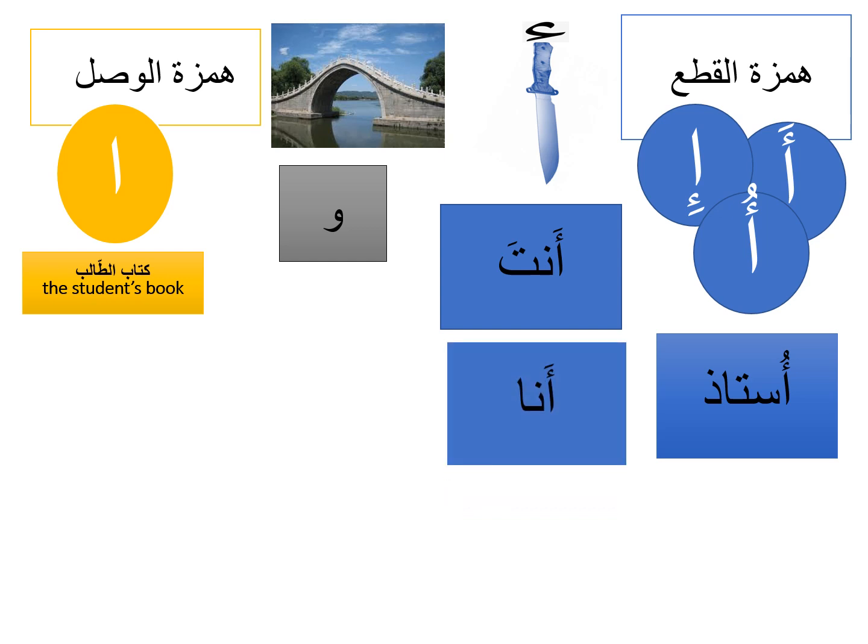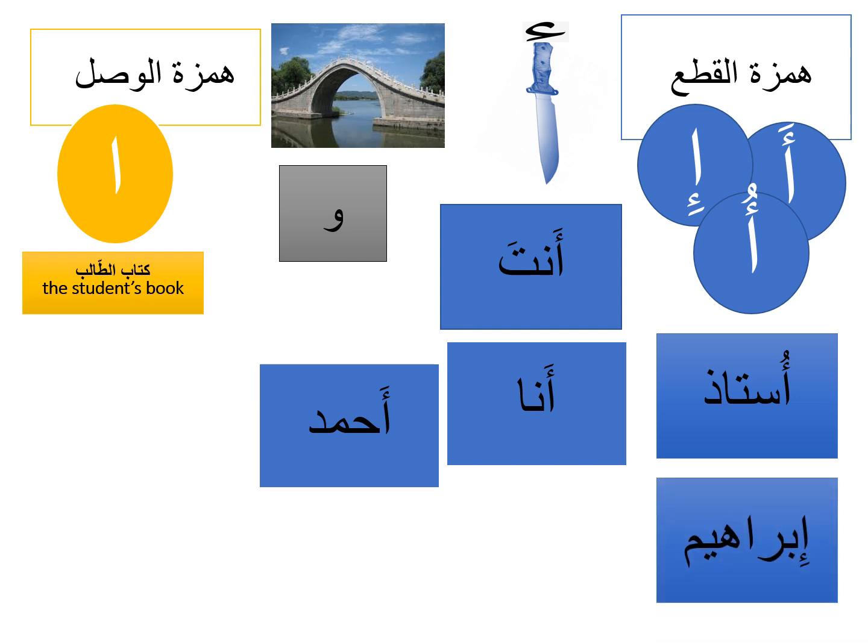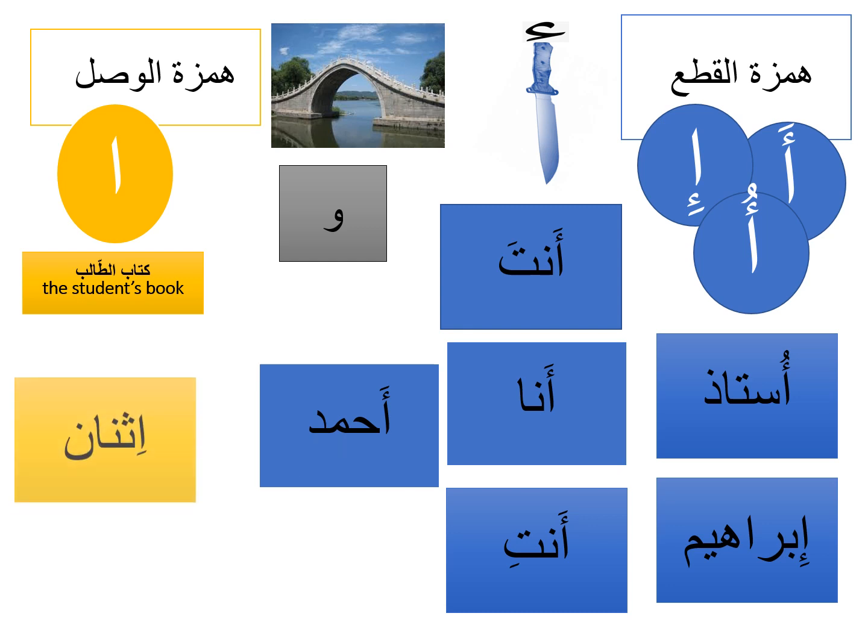أنا. Can you hear a? It's a strong sound. You can hear it. Can you say وأنا? No. You have to say وأنا. أحمد. It's a male name. Can you say وأحمد? No. His name is أحمد. So it's همزة قطع. إبراهيم. Another male name. أنتِ. Can you say وأنتِ? No. It's أنتِ. Sound.